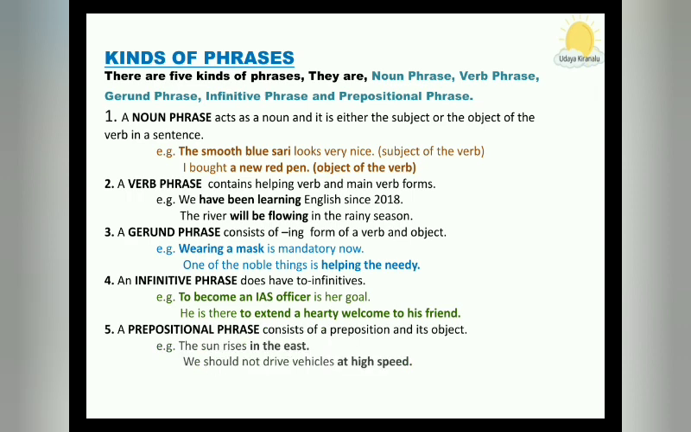And the last one is prepositional phrase. A prepositional phrase consists of a preposition and its object. We can see that in these examples. The sun rises in the east. Here, in the east is a prepositional phrase. In is a preposition and its object is the east. The second example, we should not drive vehicles at high speed. Here, at is a preposition, high speed is its object.